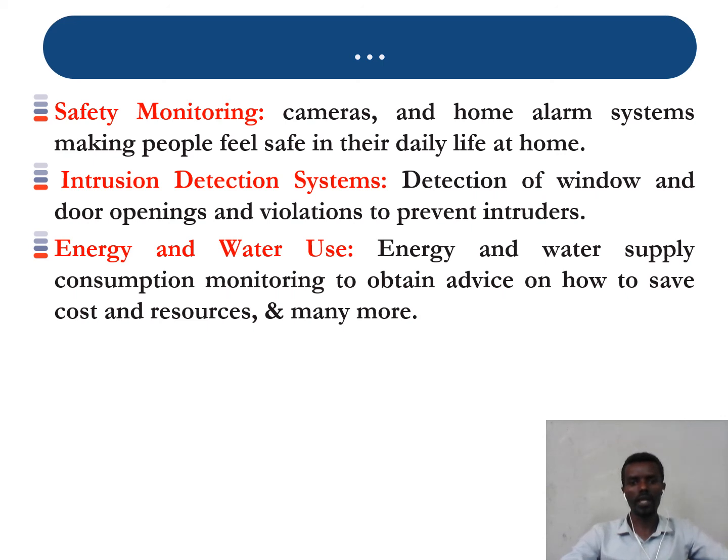Then safety monitoring, for example, the camera, in case robbers or some problems are affecting your life or your properties, then you can detect this. Intrusion detection systems, you can consider this one. And then energy and water use, we have mentioned this also. So these are all the application areas where you can easily control your devices or your environment by using the Internet of Things.